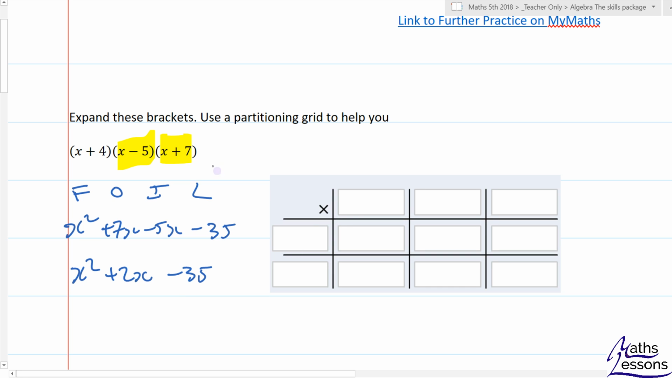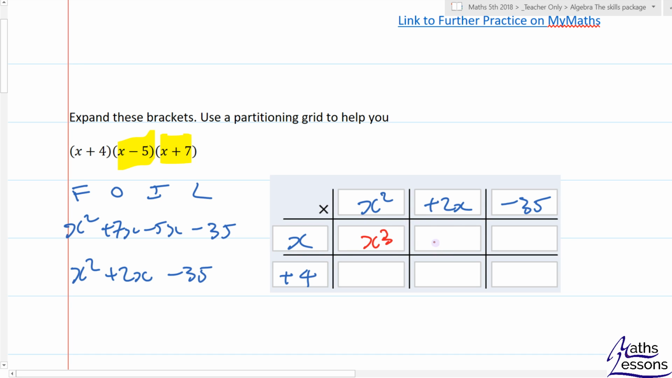And then I don't think some people use partitioning grids to work that out. I don't think you need to. I think FOIL is better. It helps you write things in the right order. And then use the partitioning grid now. So put the x squared here, put the plus 2x here, put the minus 35 there, put the x and put the plus 4 here. And then what we do is we times it together. x times x squared is x cubed.